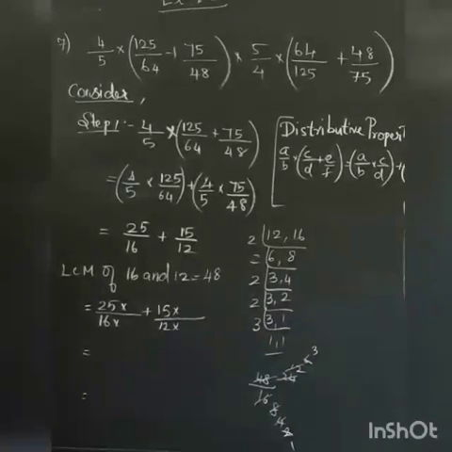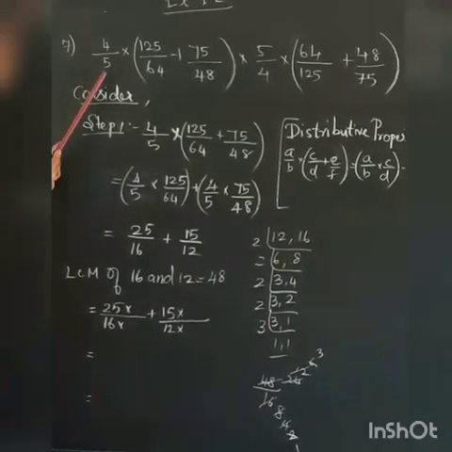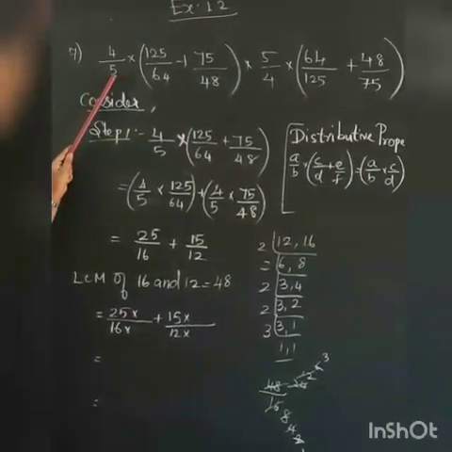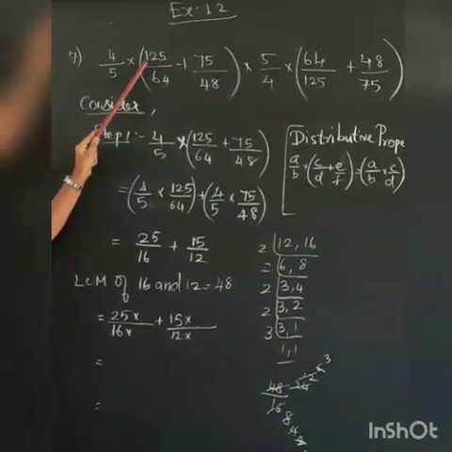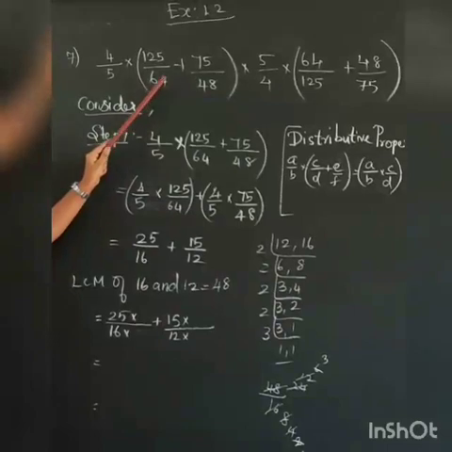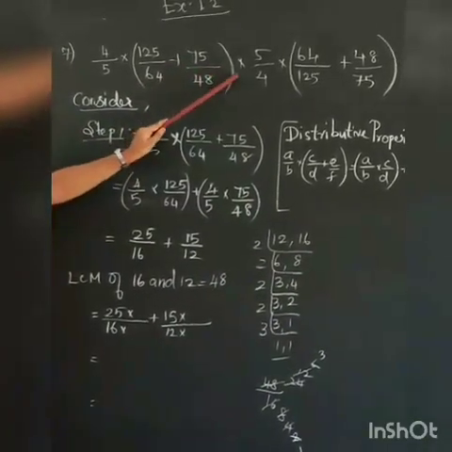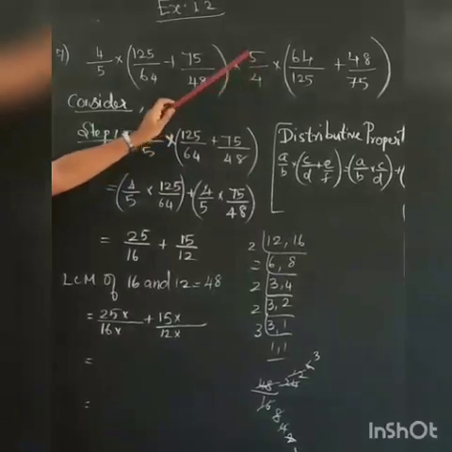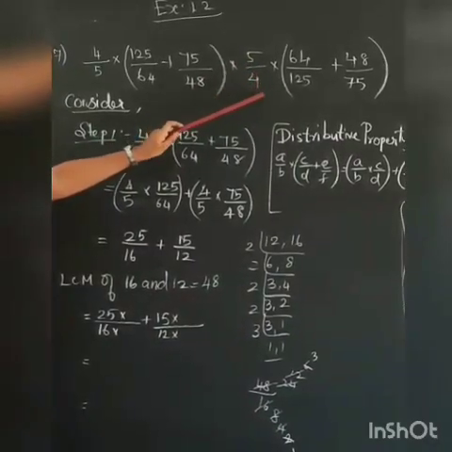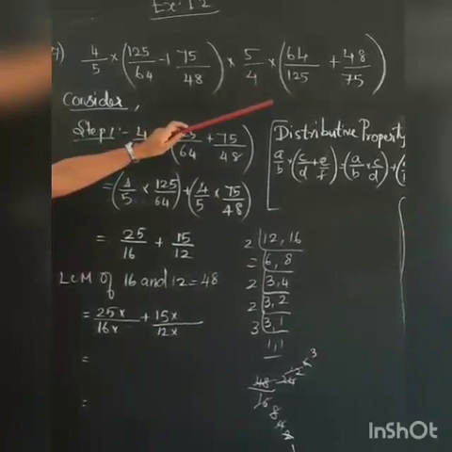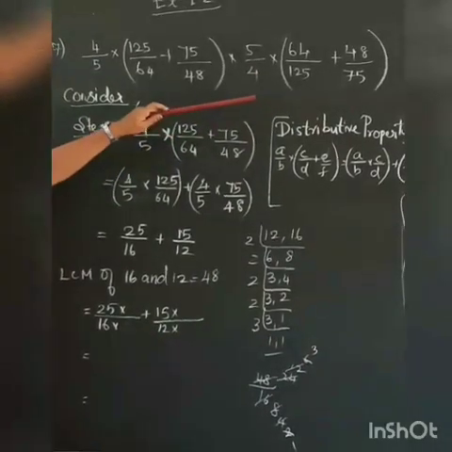Students, now we can see exercise 1.2, 7th question. What is the question given here? 4 by 5 into open the bracket 125 by 64 plus 75 by 48, again into 5 by 4 into open the bracket 64 by 125 plus 48 by 75, close the bracket. So this is your question.